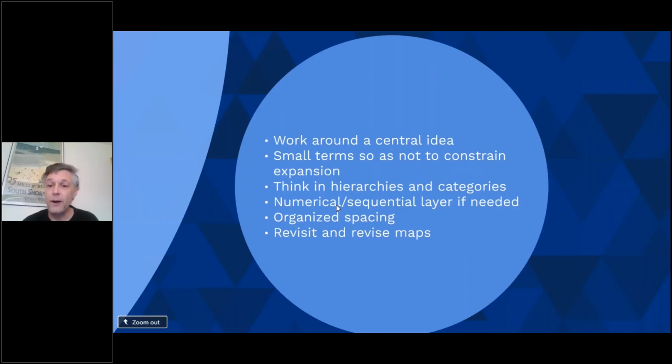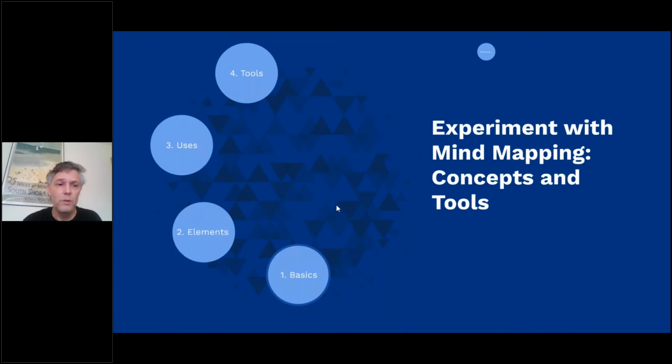You want to think in hierarchies and categories, and then start to watch for how the spacing of these hierarchies and categories works with each other as the map develops. And that's where those cross-map connections can really become very relevant as you start to see and develop a deeper understanding. And as I just said in the last little bubble, revisit and revise these maps. So uses.